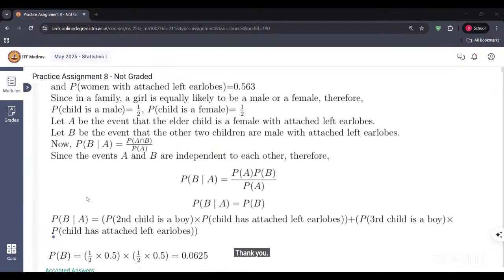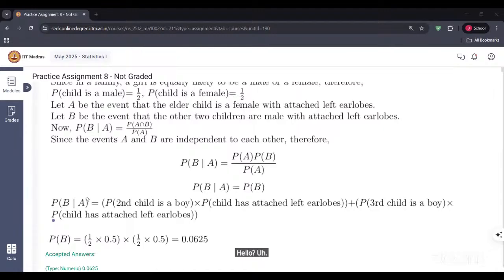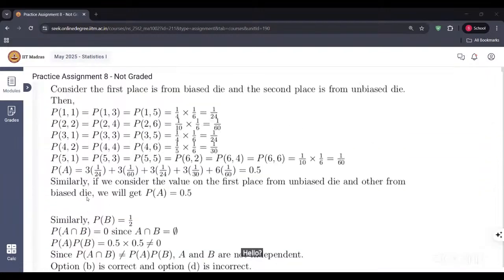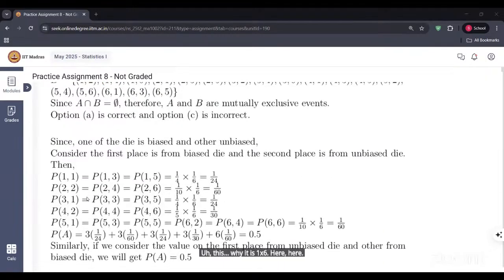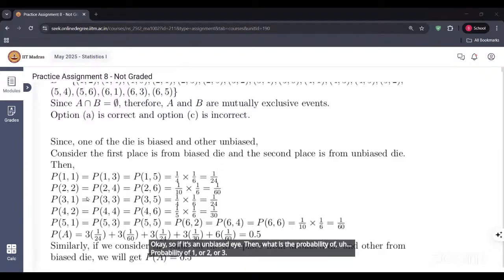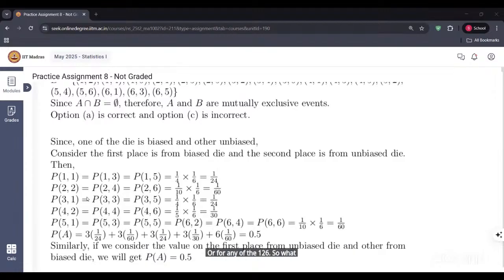Ma'am, the earlier question above, number 15. Why is it 1/6 here? Probability of (1, 1) equals 1/4 into 1/6. Why is it 1/6? The second die, the red one, is a fair die, right? If it's an unbiased die, then what is the probability of 1 or 2 or 3 or 4, any of the 1 to 6? So what is the probability of the outcome of 1? 1/6.